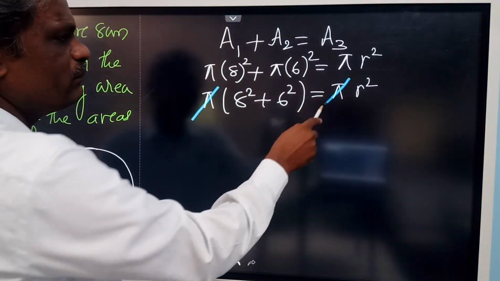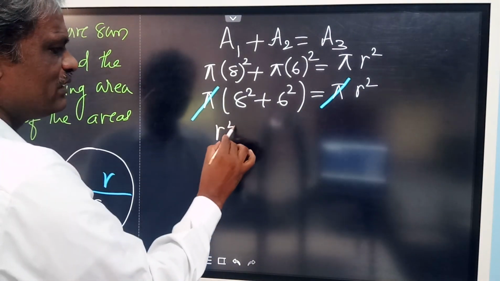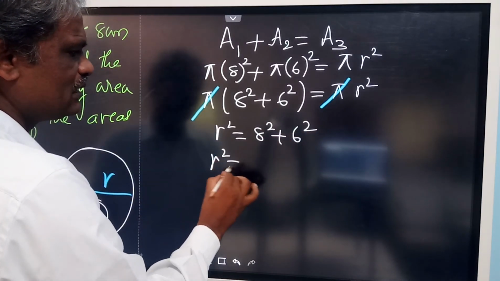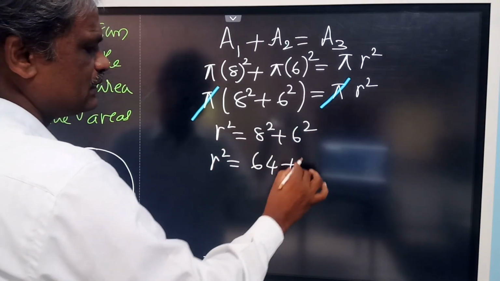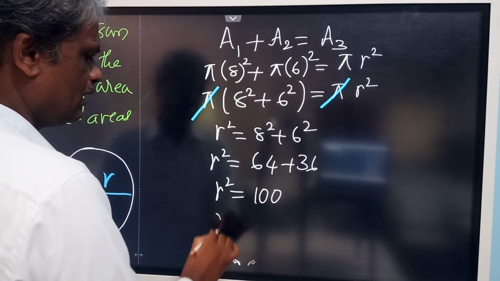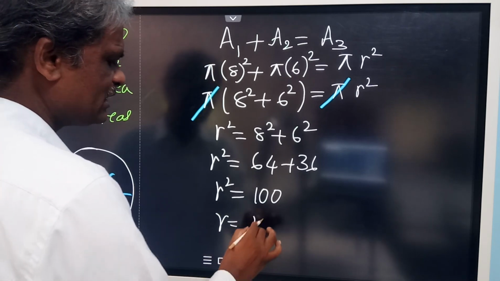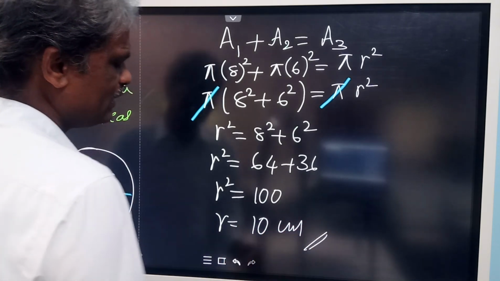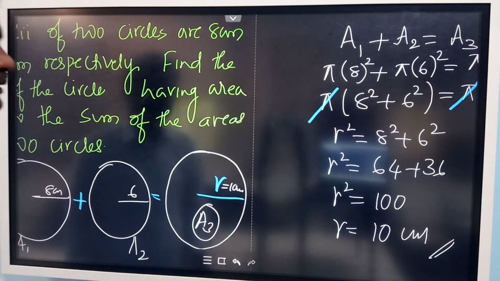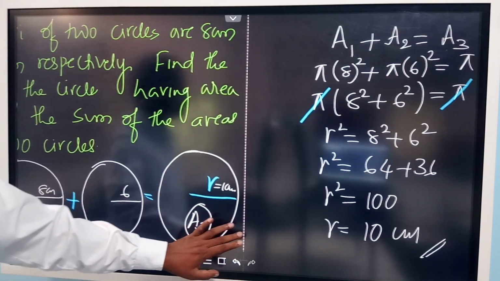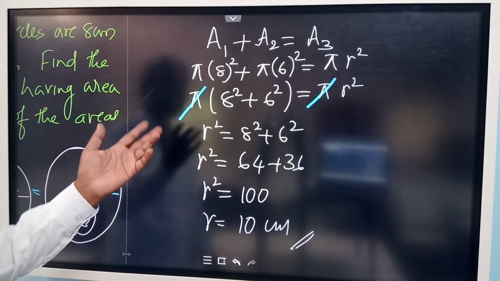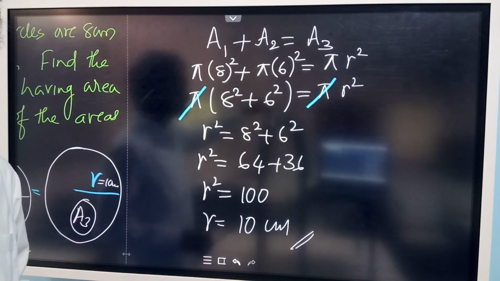So pi and pi can be cancelled here. So r square is equal to 8 square plus 6 square. 8 squared is 64, 6 squared is 36, so r square is equal to 100. r is equal to the square root of 100, positive value only, 10 centimeter. So the radius of this bigger circle is 10 centimeter. It is similar to the first question, but the first question was related to the circumference, and the second question is related to the area.